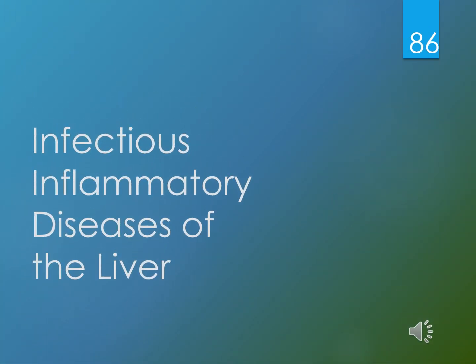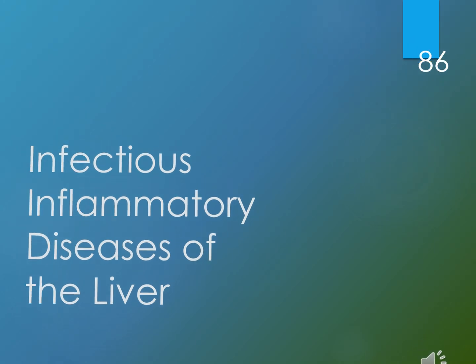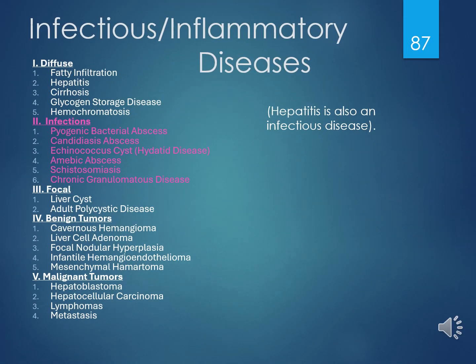So now we're moving right along, getting into infectious/inflammatory diseases of the liver. In addition to hepatitis, the 6 infectious diseases that we'll be going over are pyogenic abscess, fungal abscess, echinococcus cyst, amoebic abscess, schistosomiasis, and chronic granulomatous disease.